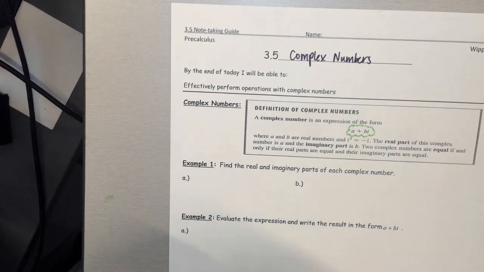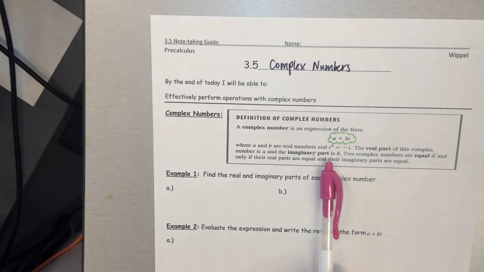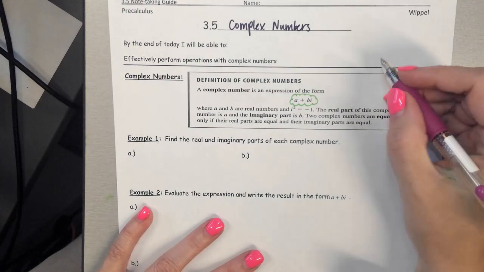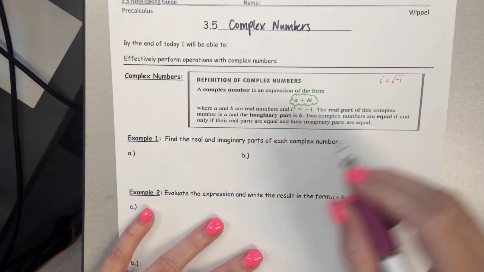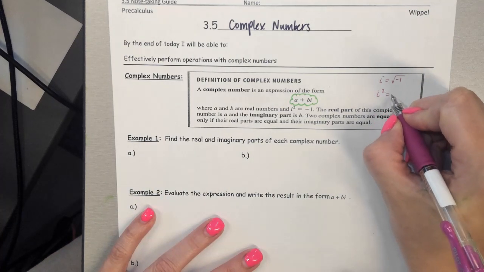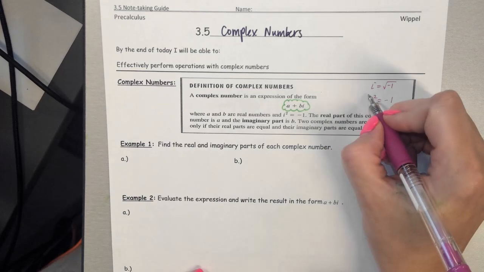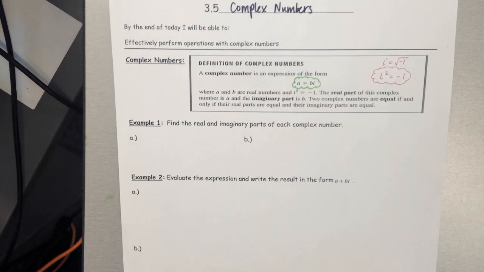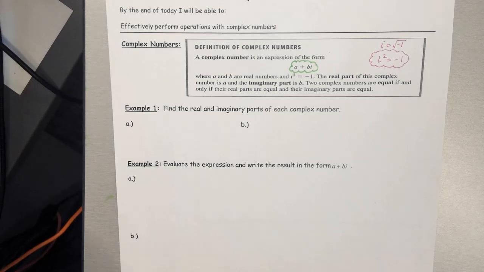So the real part goes first, the imaginary part goes second, and then I asked you to read this over so that you'd remember that i squared is equal to -1. That comes from i is the square root of -1, and if you square both sides, that gives us i squared is equal to -1. That's important to remember because anytime we have i squared, we are going to substitute -1 into the equation.